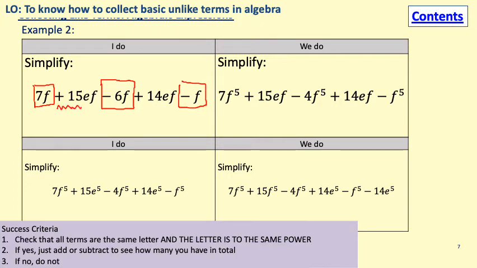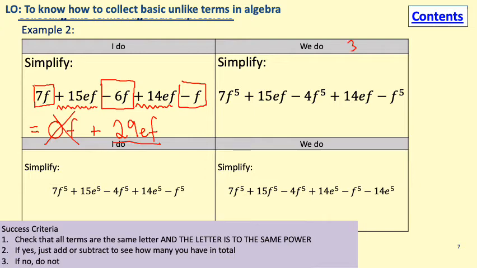So then our positive 15ef and our positive 14ef have the same letters, so they can be added together. So we have 7f minus 6f minus f. So that's going to leave us with 0f. Then we also have 15ef plus 14ef. So that's going to leave us with 29ef. And our 0 times f will just leave us with nothing. So our answer is just 29ef.